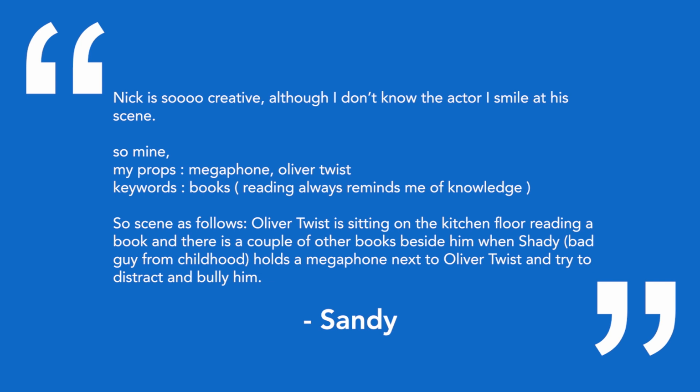Oliver Twist is sitting on the kitchen floor reading a book, and there is a couple of other books beside him when Shady, a bad guy from childhood, holds a megaphone next to Oliver Twist and tries to distract and bully him. Yeah. So I think it's fair to say that this scene has everything you need in it, but there should just be a little bit more emphasis on the main meaning of the character.